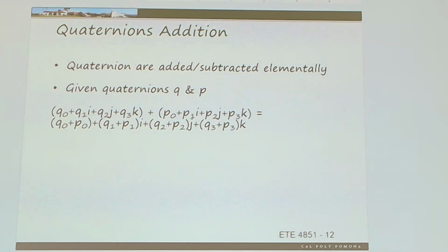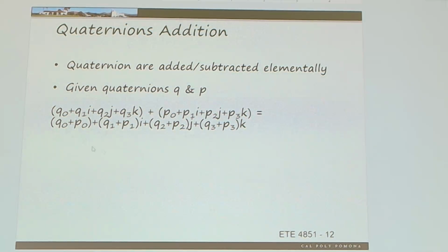So when we do quaternions, they are a subspace vector though. So we see that subspace vector, what that means is elementally we add each one. So we have the reals get added together. The i's get added together. The j's get added together and the k's get added together.